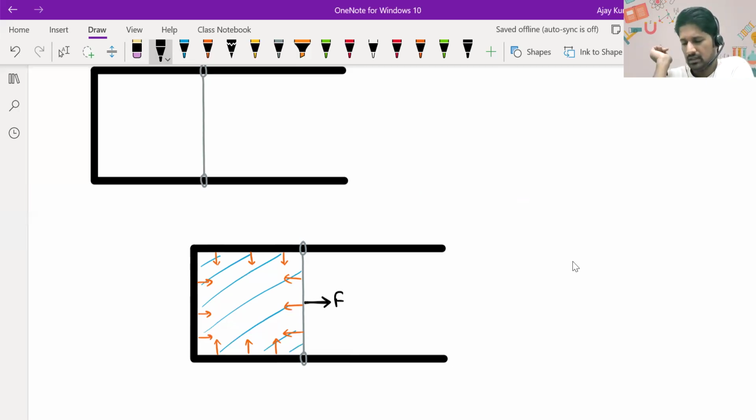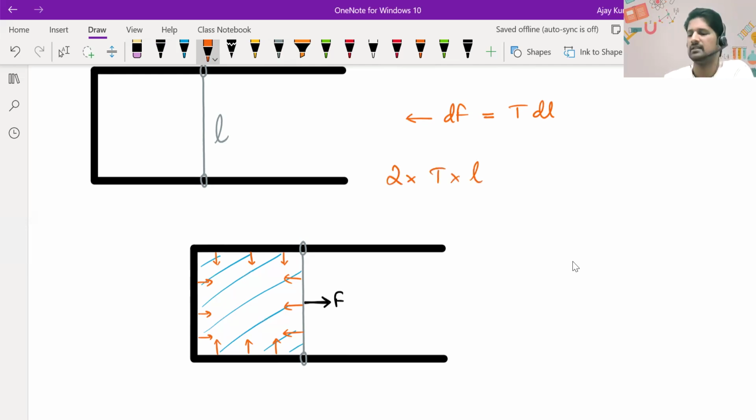Okay. Now, a film of soap solution has two surfaces. Let's say the length of this sliding wire is L. Now, each element experiences a small force. That small force dF can be written as T into dl because T is dF by dl. So dF can be written as T dl. All the T dl's are in the same direction. And remember, there are two surfaces. So the total force experienced by that sliding wire will be 2 times surface tension multiplied with the length.